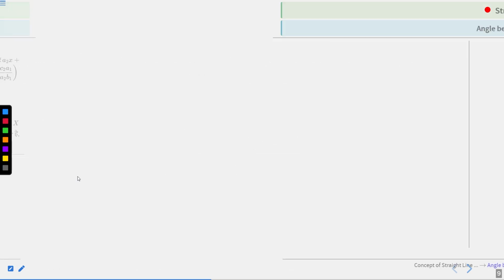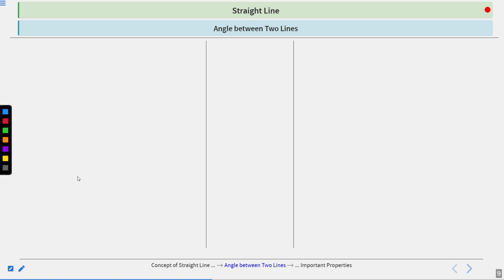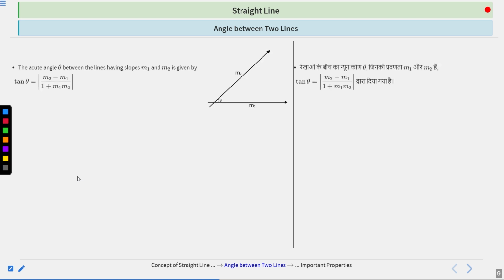Okay. So now let's see angle between two lines. We are given two lines, you can see this in the figure, having slopes m1 and m2, and the angle between the two lines is theta. Therefore, the acute angle theta between the lines having slopes m1 and m2 is given by tan theta is equal to mod of m1 minus m2 upon 1 plus m1 m2. Clear?